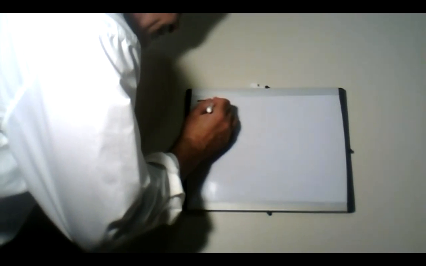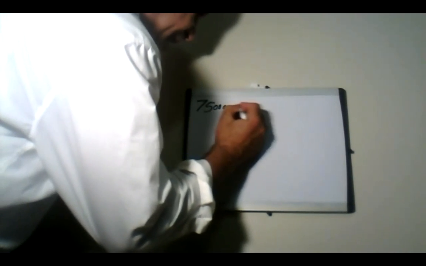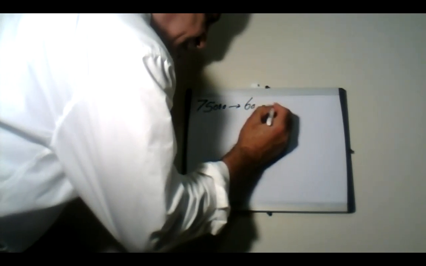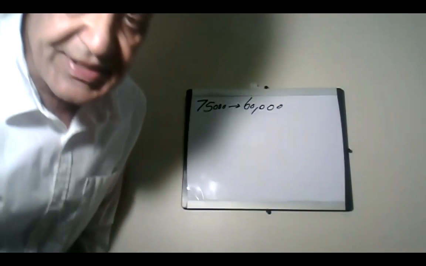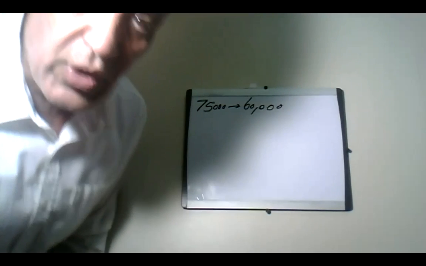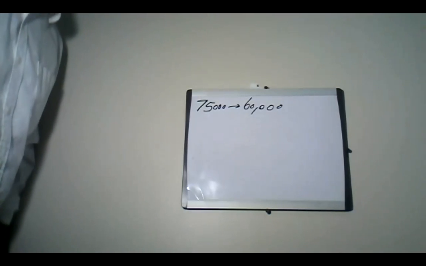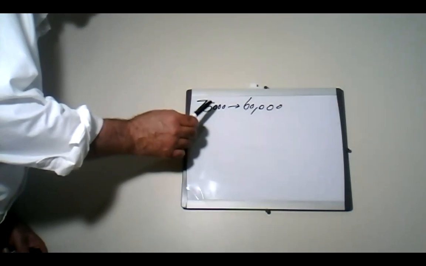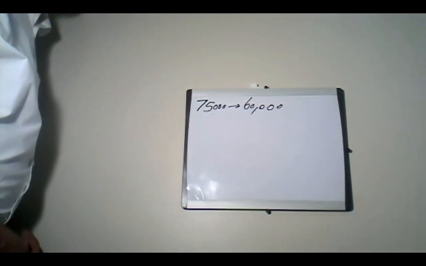So the example was, the origin was 75,000, and the new amount is reduced to 60,000. And I want to know how much is the increase or the reduce? The old amount was 75. The new amount is 60.